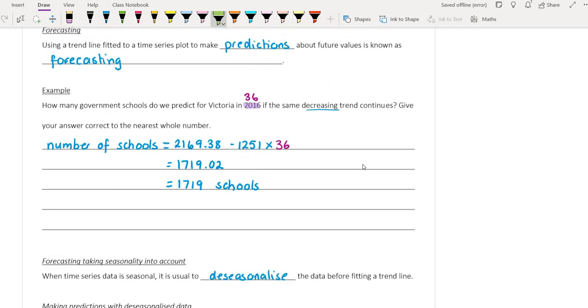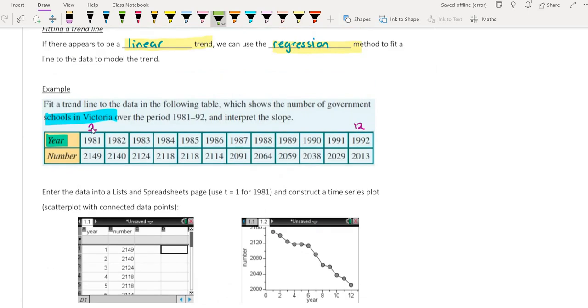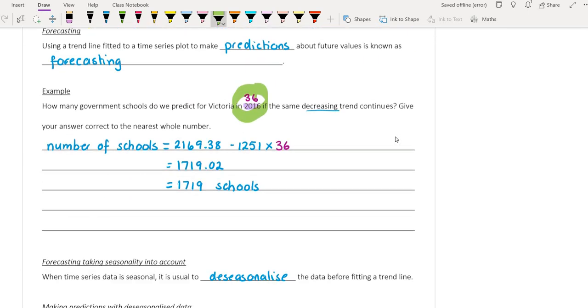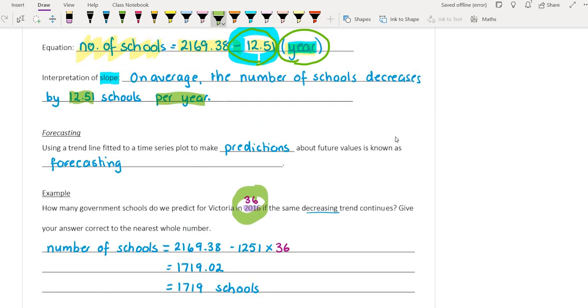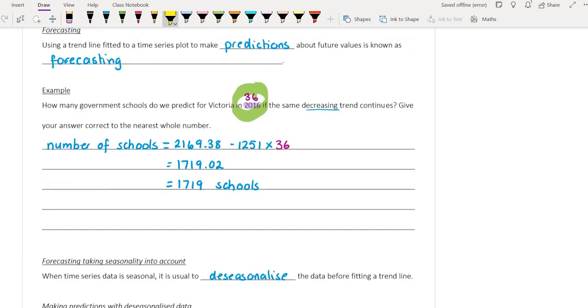Now, we've done this before. If we're given a number to put in our data, in this case, it says to make a prediction for 2016. And our data starts in 1981, so that being 1, we need to just figure out where 2016 is, and that's 36 years past that. So we just use 36 and we put it into where we see year, and that's going to give us the prediction for that. Now that's stuff we've done before.